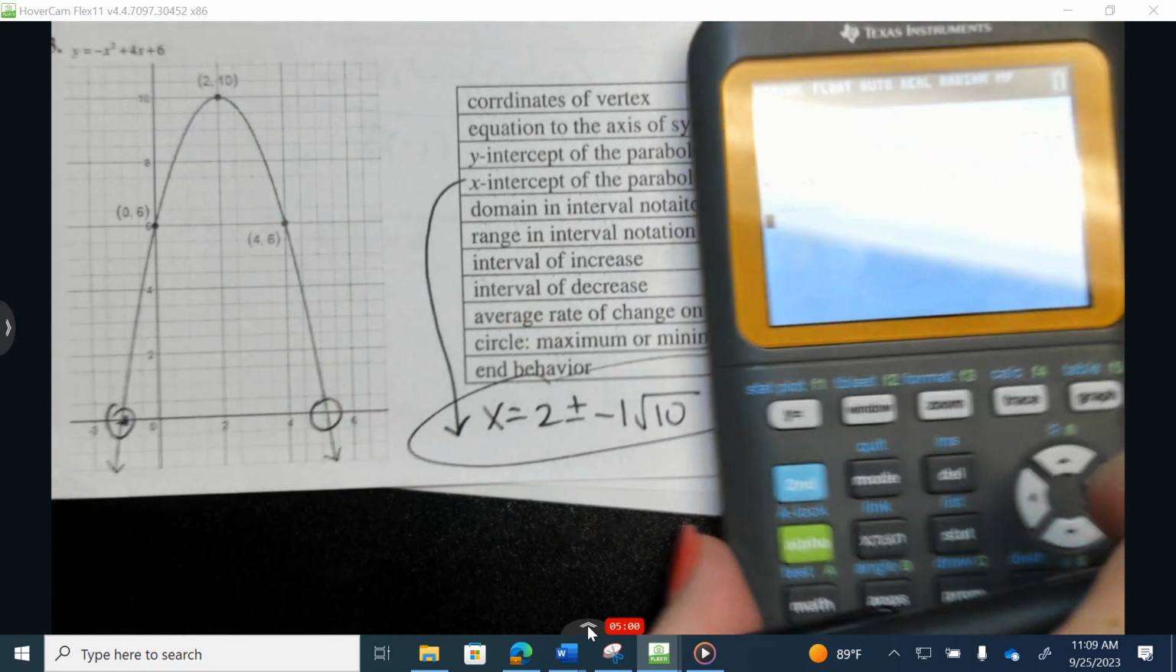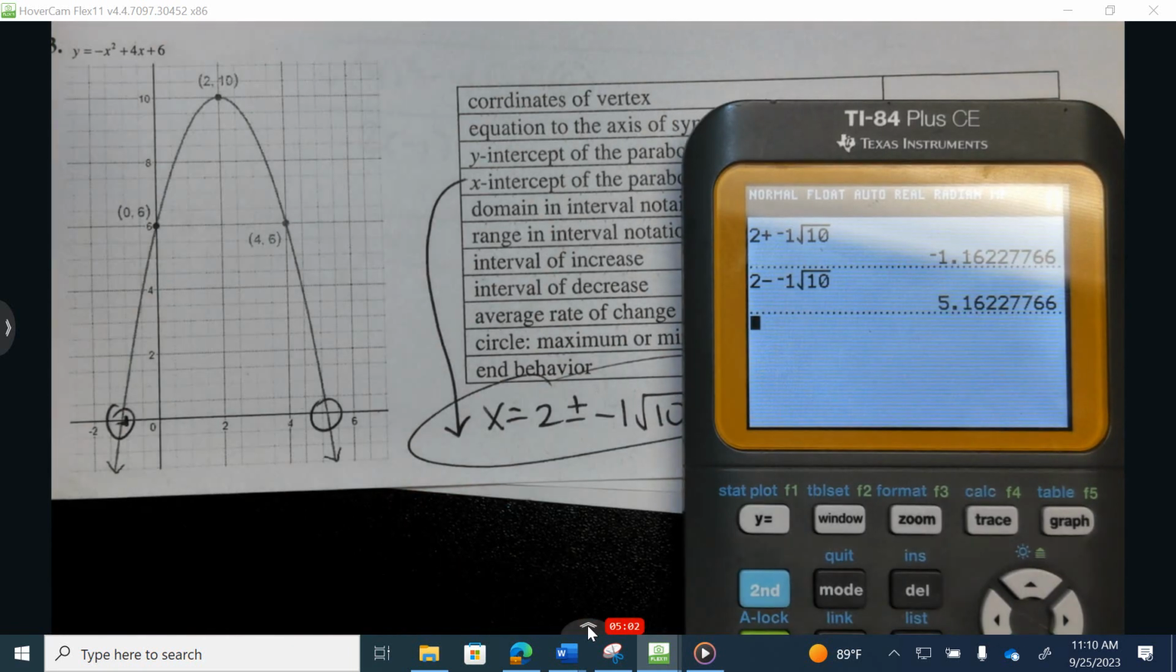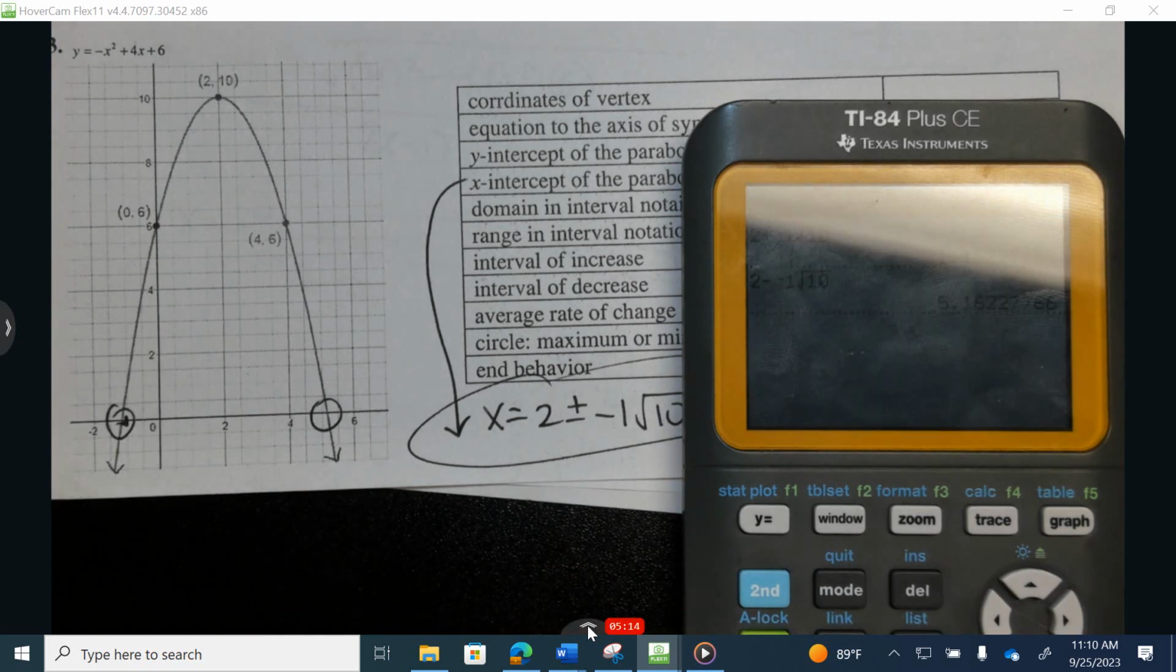I don't want you to tell me negative 1.1 and 5.1. That would be estimation. I want exact. That's the hardest part of today's lesson, in my opinion. When do you have to do all this hoopla in order to get these answers? When you're not given precise x-intercepts to start with.